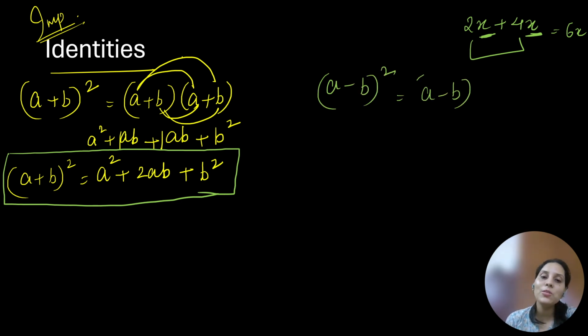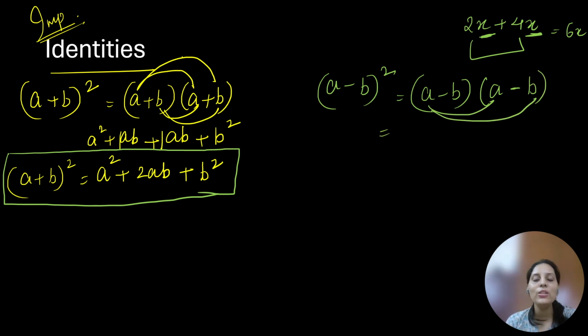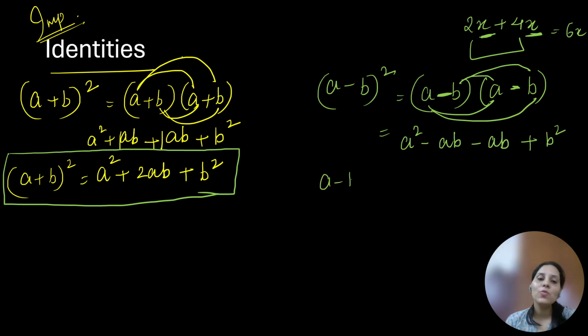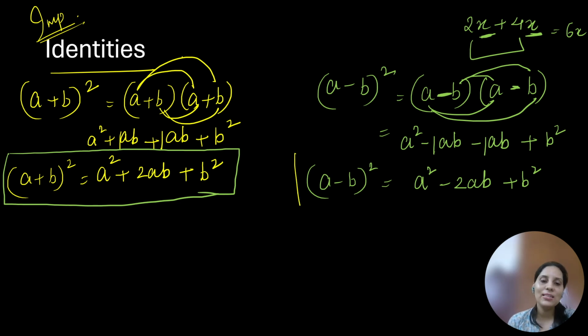Next up is (a - b) whole square. (a - b) whole square means (a - b) repeated two times. So if I again multiply, a into minus b gives a square minus ab. Now b into a and b into b. So minus ab. Now minus into minus becomes plus b square. So what is the formula? (a - b) whole square equals a square, now minus 1ab minus 1ab is minus 2ab, plus b square. This is the second identity.